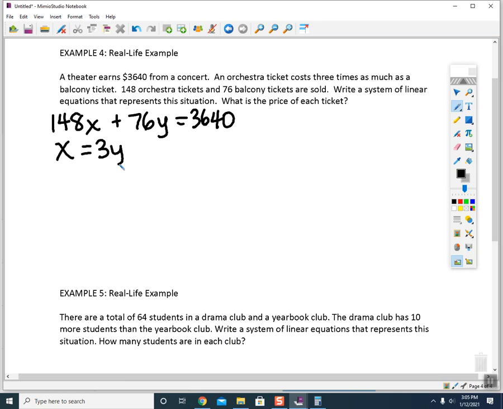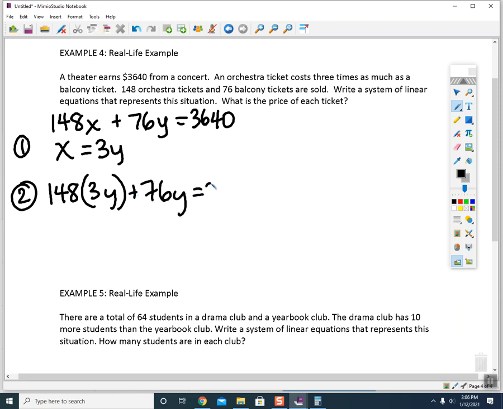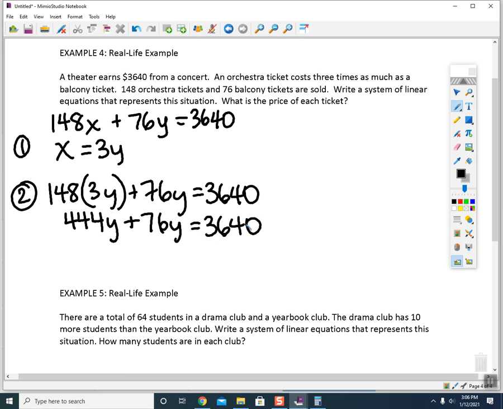So I'm given my number 1, my first step right here. So my second step is going to be to plug it in. So 148 times 3y plus 76y needs to equal 3,640. So if I do 148 times 3, it's going to give me 444y plus 76y equals 3,640. Combine these, I get 520y equals 3,640.